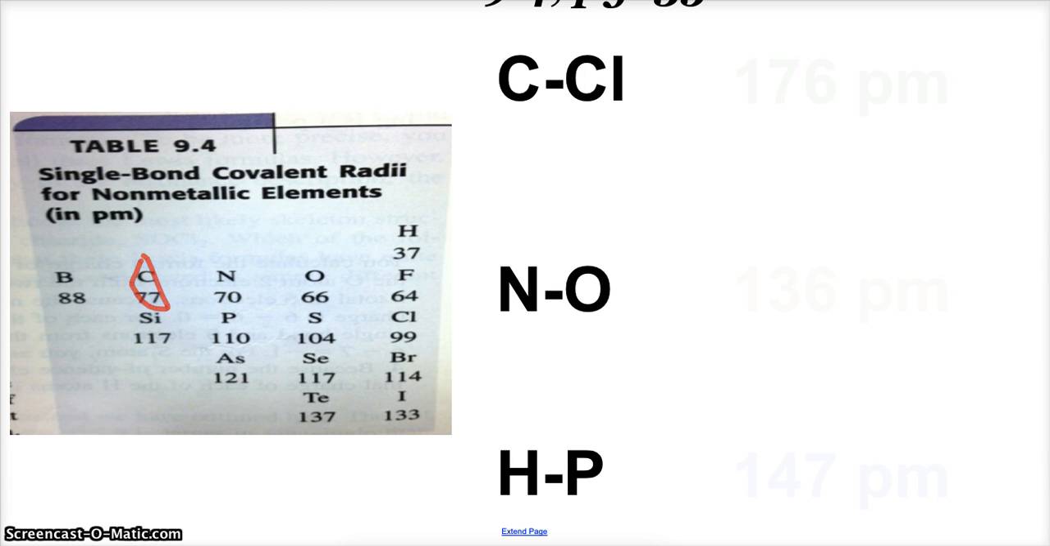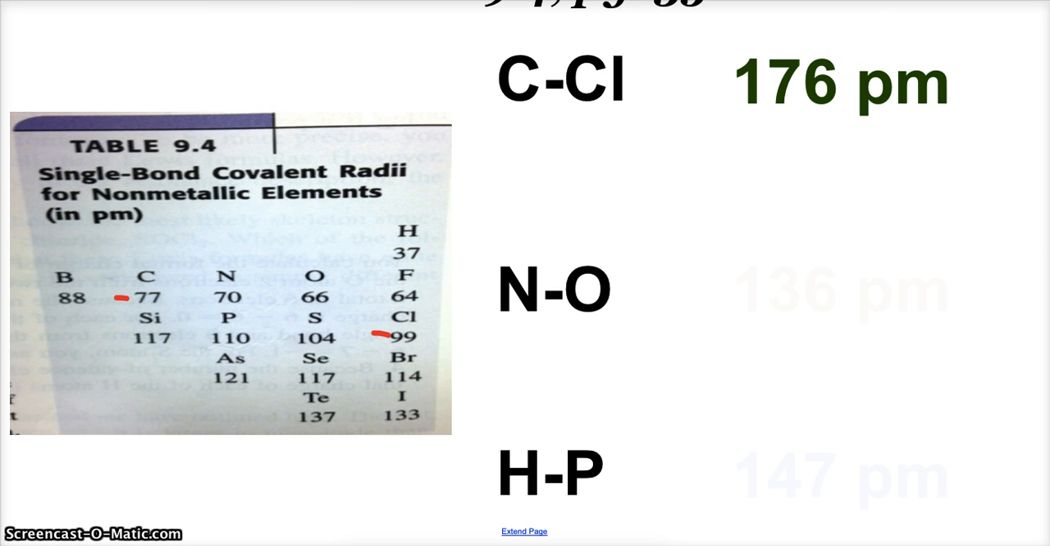Whoops, didn't mean to cover that for you. 77. And chlorine is 99. And when I simply add those two numbers together, I get 176. PM is standing for picometers, not in the afternoon. Just kidding. Picometers. A picometer is 1 times 10 to the negative 12th meter, so obviously a pretty small distance.